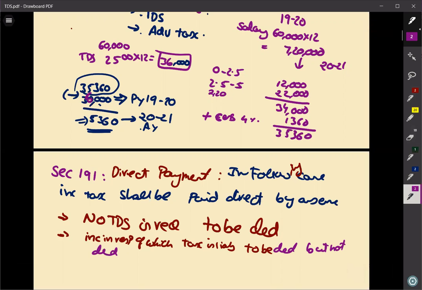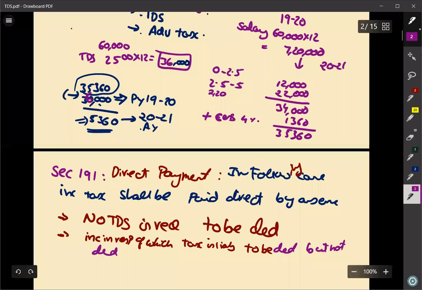It means the payer should deduct the TDS, but the payer has not deducted the TDS. Now ultimately, on whom is the responsibility of payment of tax? On the recipient. In the first case, the Income Tax Act says that TDS is not required to be deducted. In the second case, the Income Tax Act says you are supposed to deduct the TDS, but the payer has not deducted it. Then ultimately, whose responsibility is that? The assessee. The assessee should pay the amount of tax. That's what section 191 is.